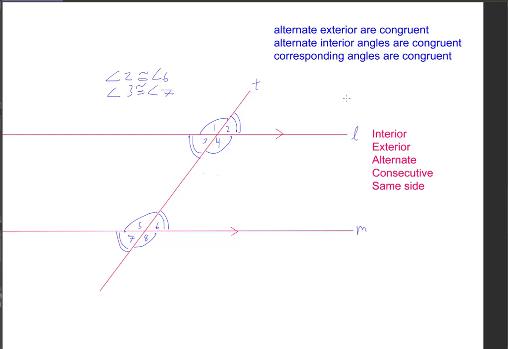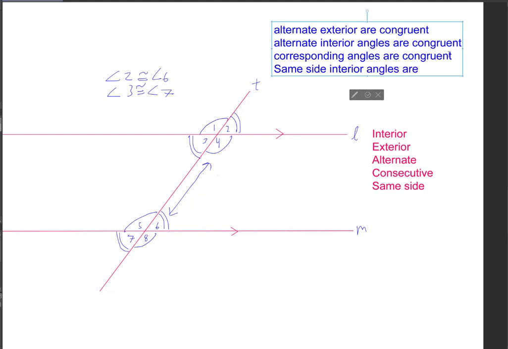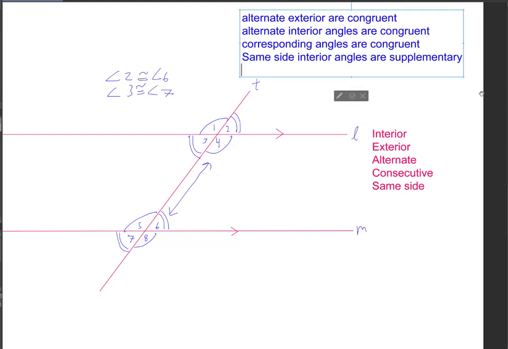All right, so hopefully this has made sense so far. Oh yes, so if you have interior same side angles, right? Same side interior angles, or consecutive interior angles is another way you could say it. Same side interior angles are not congruent, but they're supplementary. Okay, supplementary because they add up to 180.